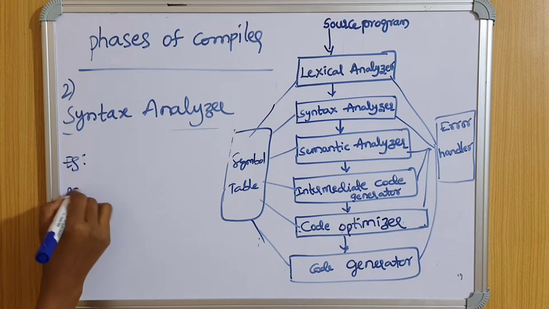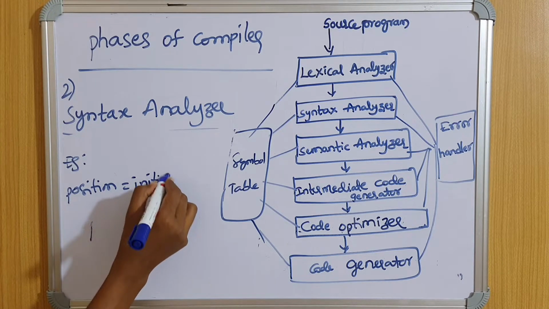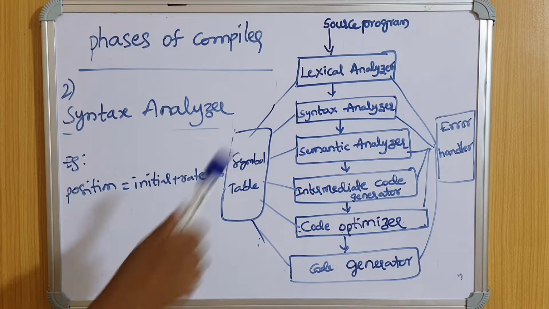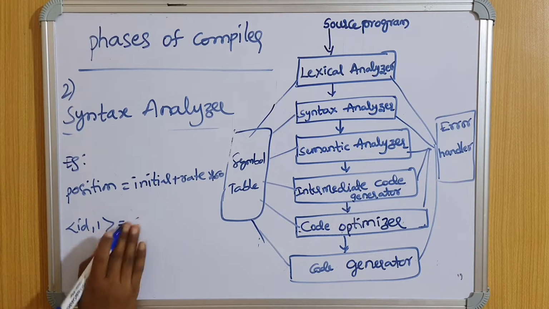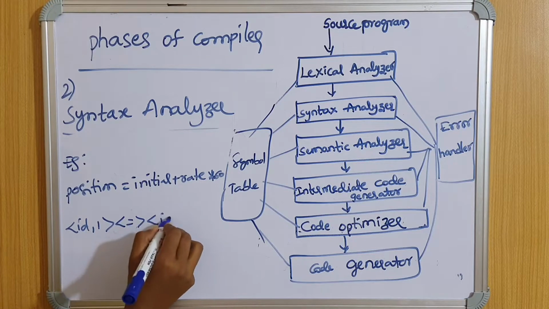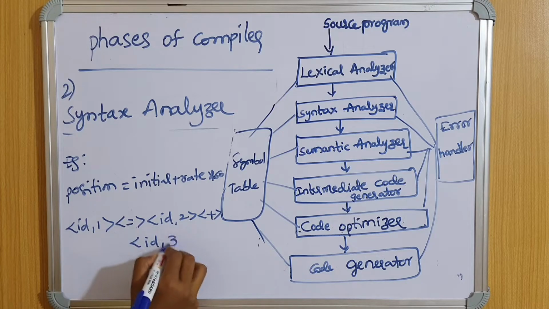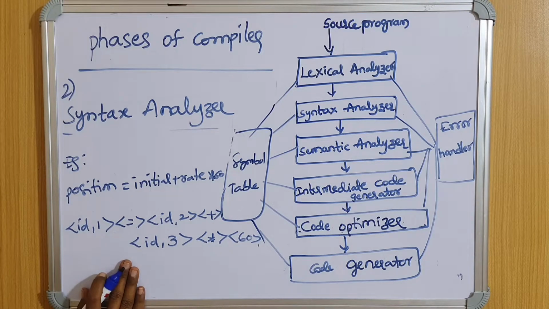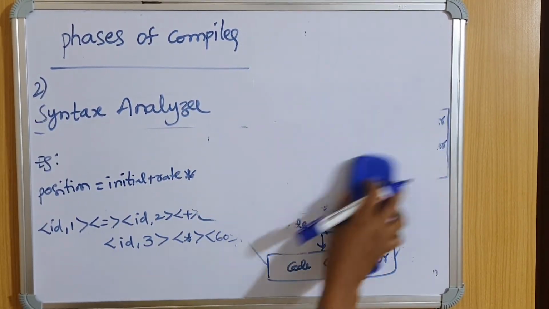Position equals initial plus rate into 60. So what is the output of the lexical analyzer? ID1, equals, ID2 (identifier 2), addition operator, ID3, multiplication operator, 60. So this is the output of the lexical analyzer. Now we will see the output of the syntax analyzer.